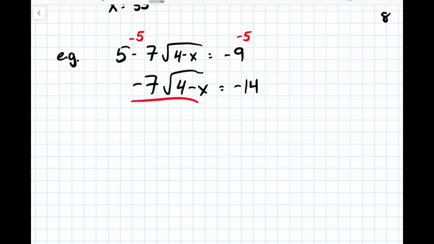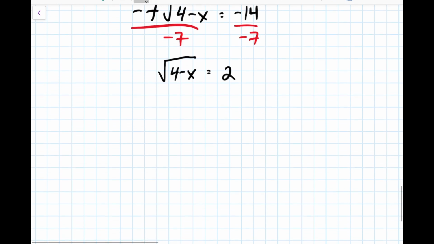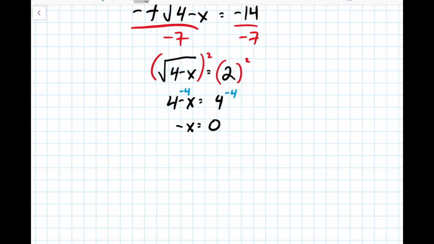Now we can deal with the negative 7. So we're going to divide both sides by negative 7, not positive 7, which is going to get me the square root of 4 minus x equals 2. Now we can get rid of that root, so we're going to square both sides. So we get 4 minus x equals 4. And so now we want to solve and isolate our variable. So we're going to subtract 4 on both sides, which is going to get me negative x equals 0. And, well, we don't want negative x, so let's get rid of that negative, divide both sides by negative 1, and we get x is, well, it's still 0, because 0 divided by negative 1 doesn't change.